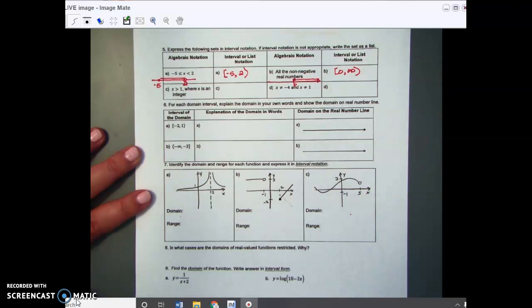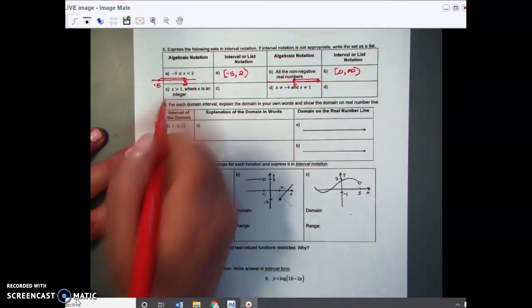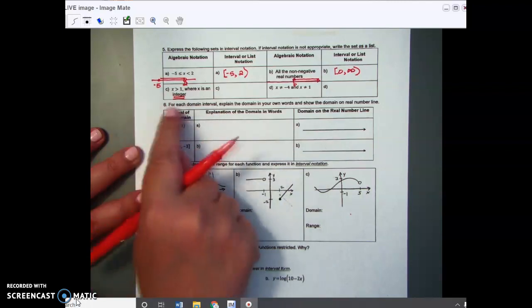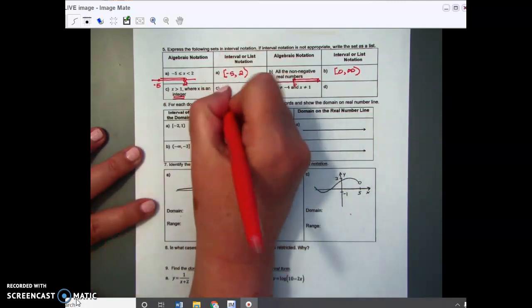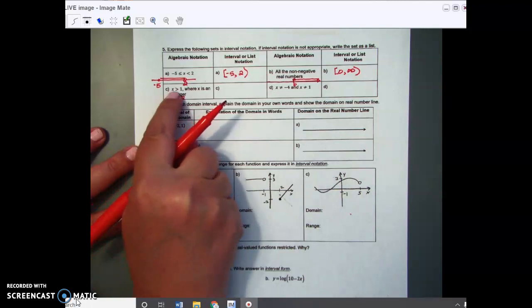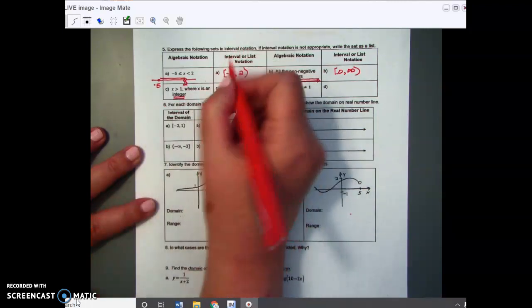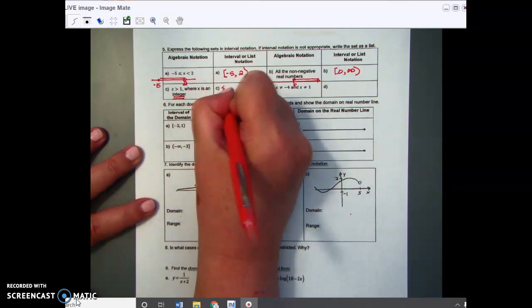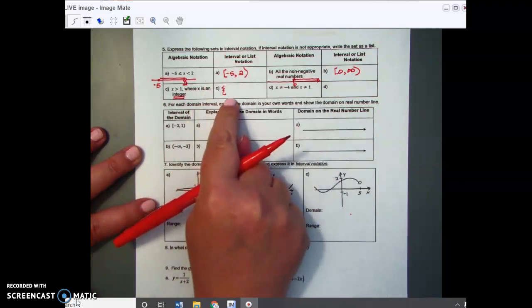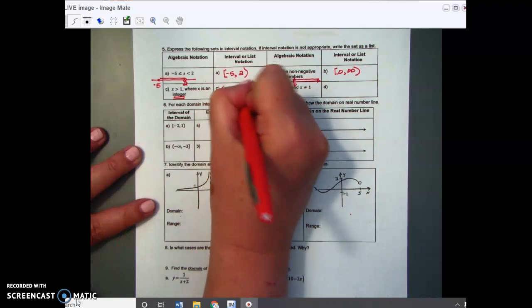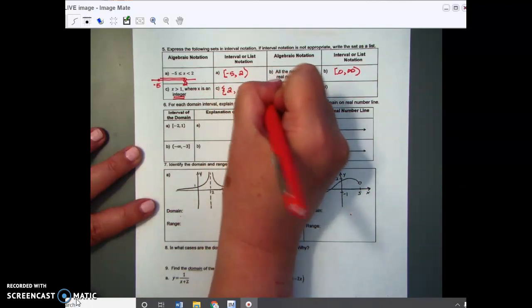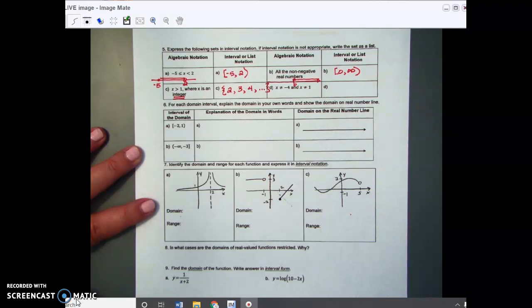So the next one says x greater than 1 where x is an integer. So where it says that it's an integer, that tells me that I have to make a list. And my list is going to be starting. So this is all the x values greater than 1. So that means 1 is not included, so I'm not going to put it in my list. So the first integer that is greater than 1 is going to be 2, and then 3, and then 4, and then so on and so forth.